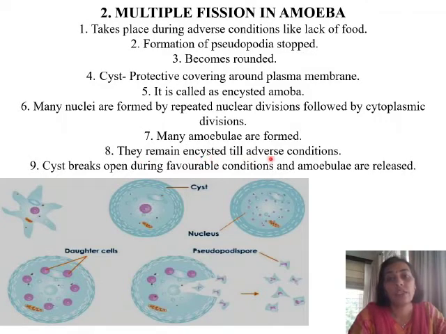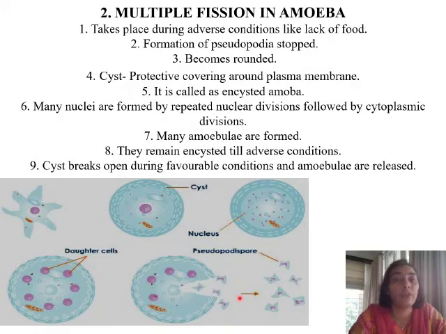They remain encysted till adverse conditions end. So long as the adverse conditions persist, shortage of water and food, the animal is going to remain in the same state. So here you can see that the daughter cells have been formed, nuclear and cytoplasmic divisions have also occurred. Cyst breaks open during favorable conditions and the amoebulae are released. So when the favorable conditions, that is food and water, are available, once again the cyst breaks open and it releases all the daughter amoebulae that were inside into the water.